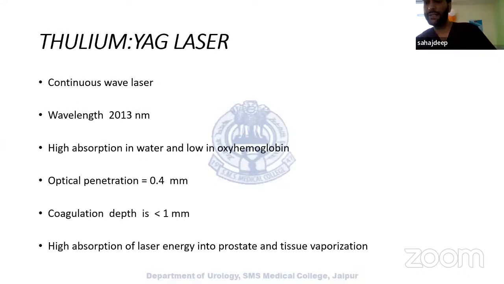Thulium YAG laser. It is different from the thulium fiber laser because it is a continuous wave laser which has a wavelength of around 2013 nanometer. It is highly absorbed in water and low in hemoglobin. It has an optical penetration of around 0.4 micrometer, and its coagulation depth is less than 1 mm. It is highly absorbed in prostate, and it can cause tissue vaporization, but it is not suitable for enucleation.